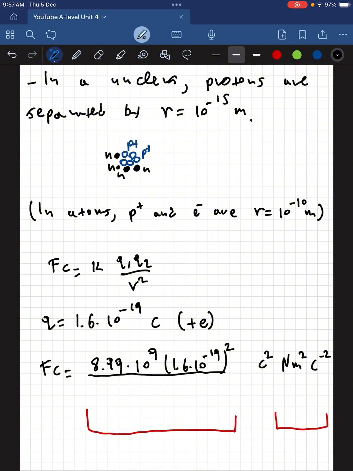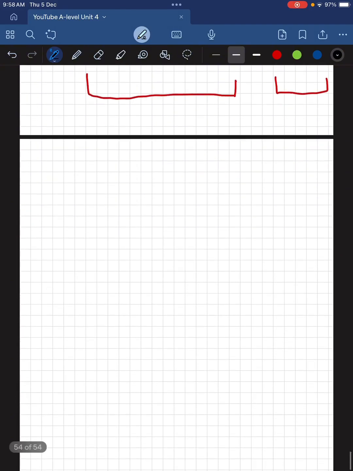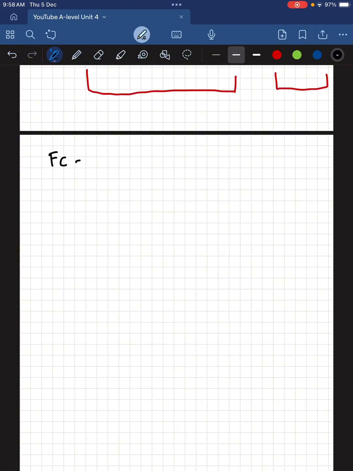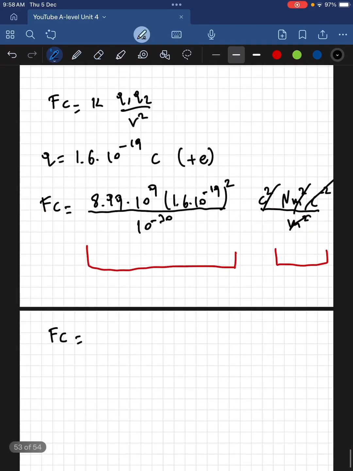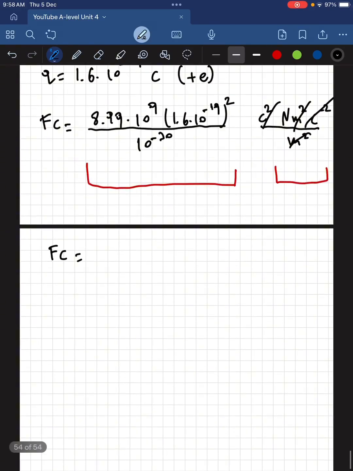And then I divide the units too, it's the same thing, over the separation, which is 10 to the negative 15 meters. If we take the square of that, that's 10 to the negative 30 meters squared. And here with the units, we get nice cancellations, as you can see. So the Coulomb force between two protons comes out to be 230 newtons.